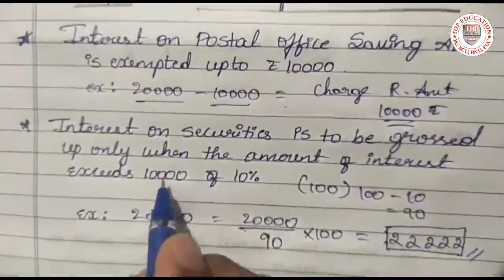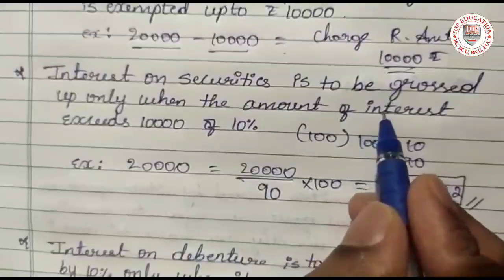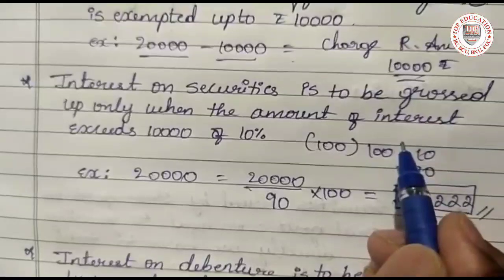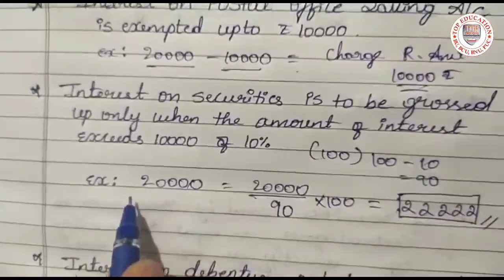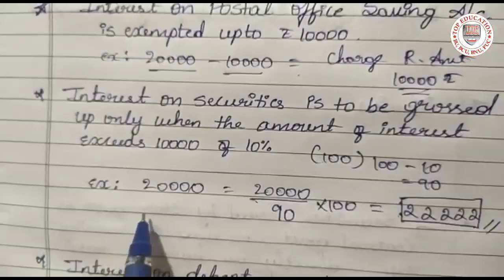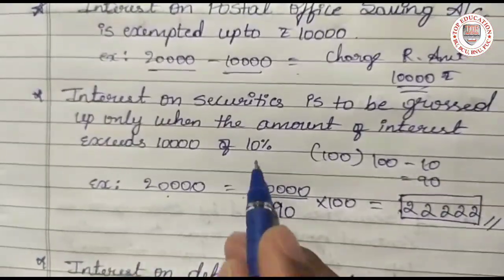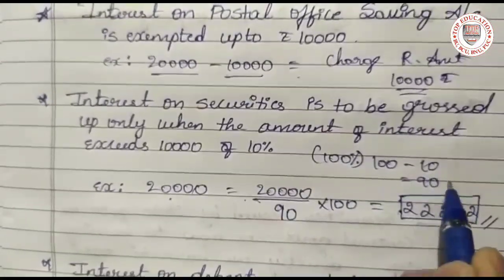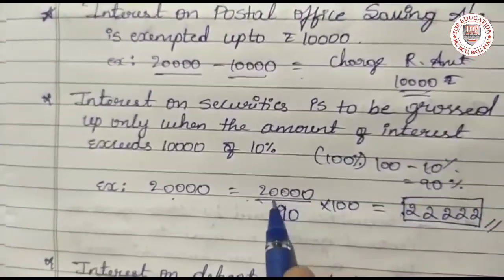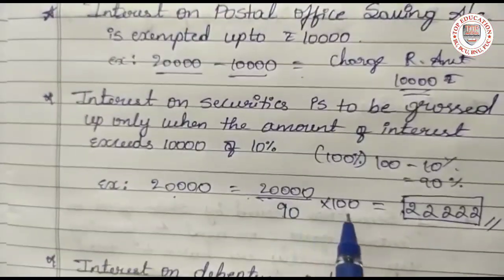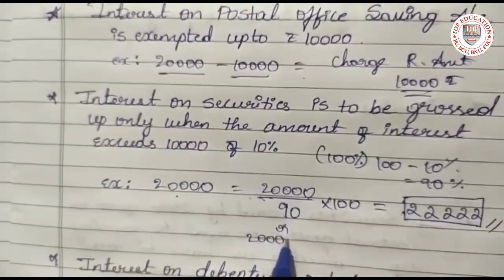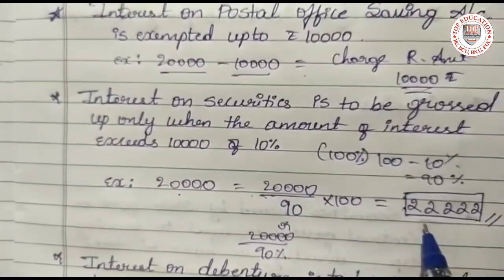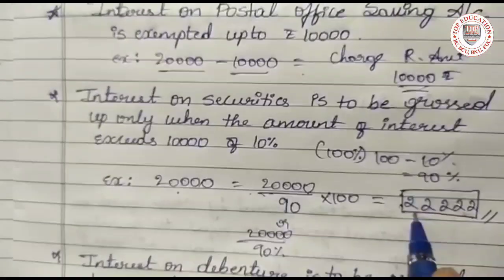And the second point is interest on securities is to be grossed up by 10% only when the amount of interest exceeds rupees 10,000. For example, if they give in the question interest on securities as 20,000, we have to gross it up for 10%. Which means totally it is 100%, 100 minus 10% will get 90%. So 20,000 divided by 90% into 100. If we do like this, we'll get 22,222. This amount we have to take to the outer column.